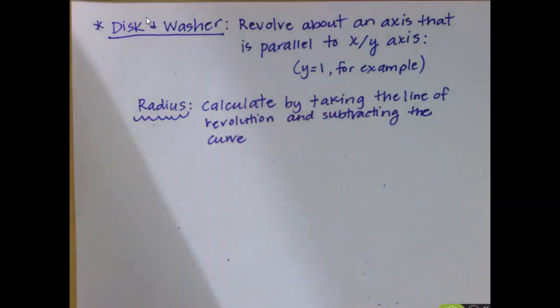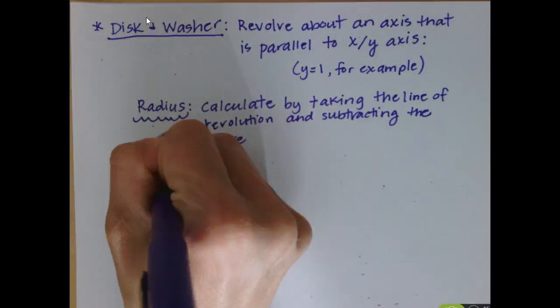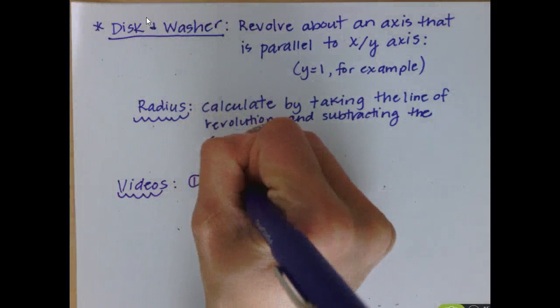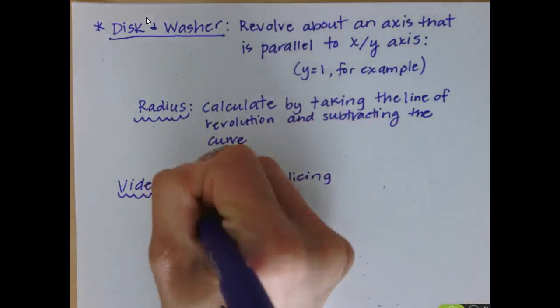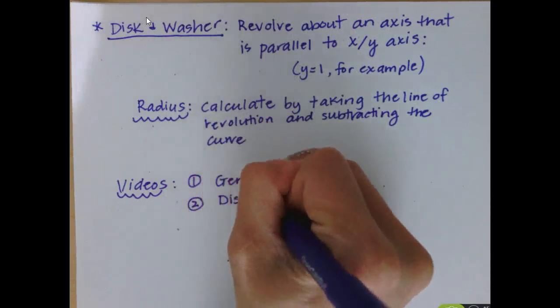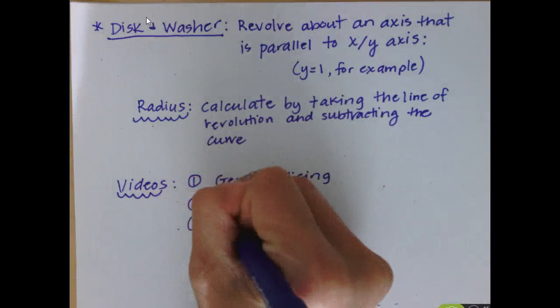Alright, so that's an overview of each of the methods of this section. What you should do now is go ahead and view the videos that are provided by the publishing company. Let me just outline the videos that you'll see. You'll see one on the general slicing method, a second one that is on the disk method, and then a third that's on the washer method.